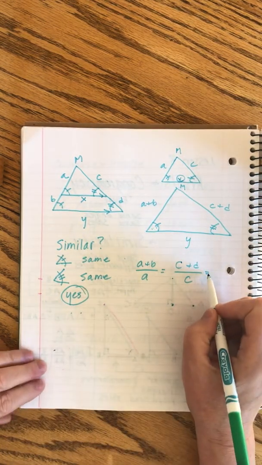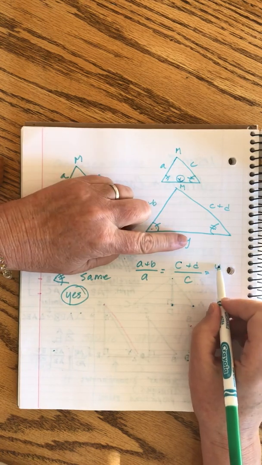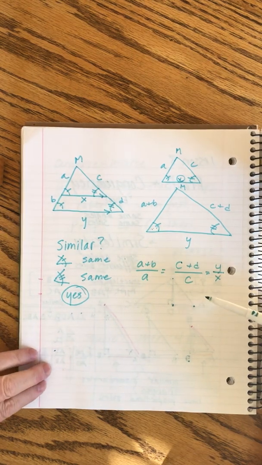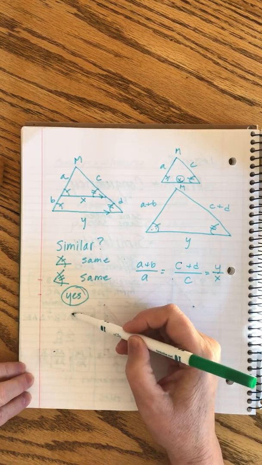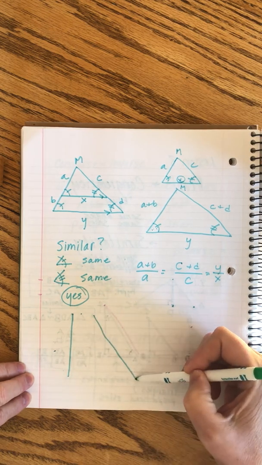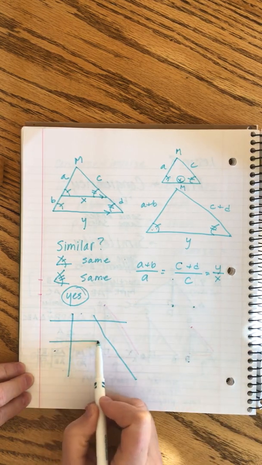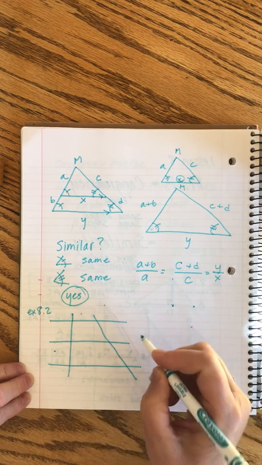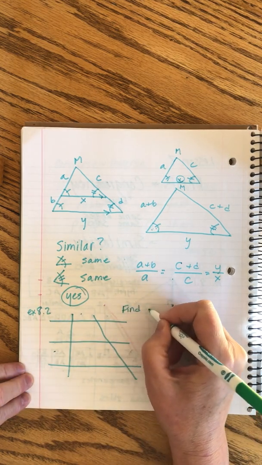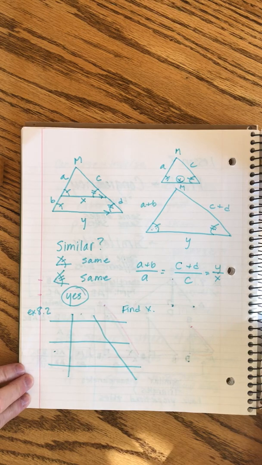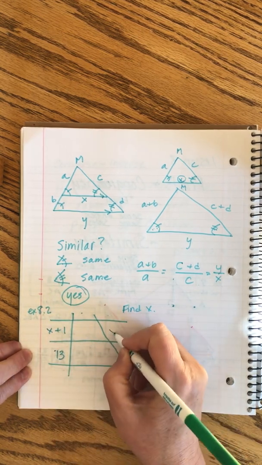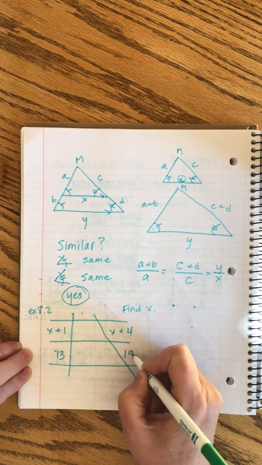We can also say that Y, because we're doing the big triangle on top, is proportional to X. All right, so these things are all true, and we're going to use this. This is the actual example, 8.2. Find X. Oh, okay, so this is getting algebraic on us. We're not going to talk about proofs. We're going to use this in a very practical way, which I kind of like better. Okay?